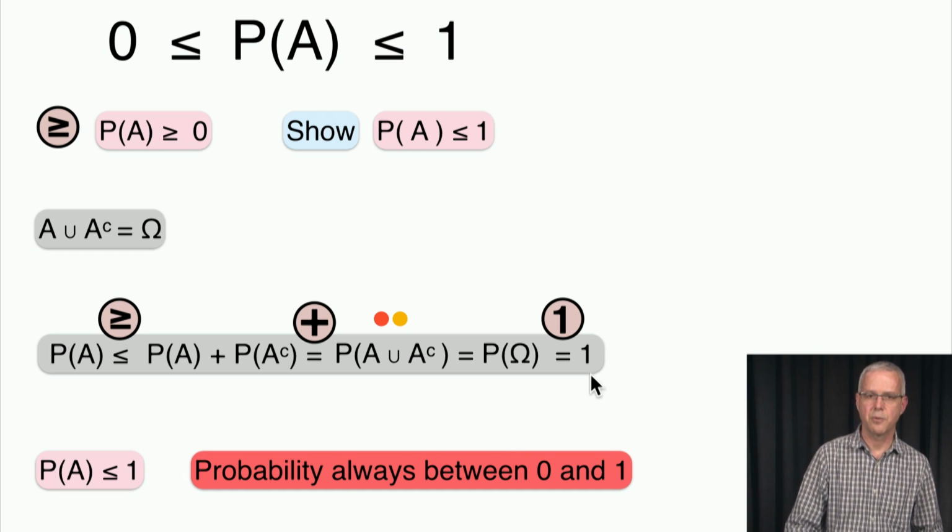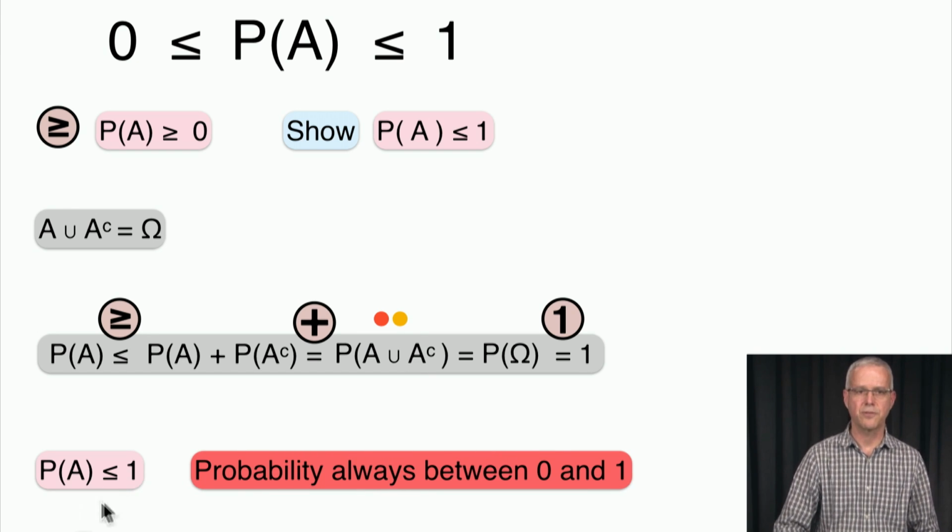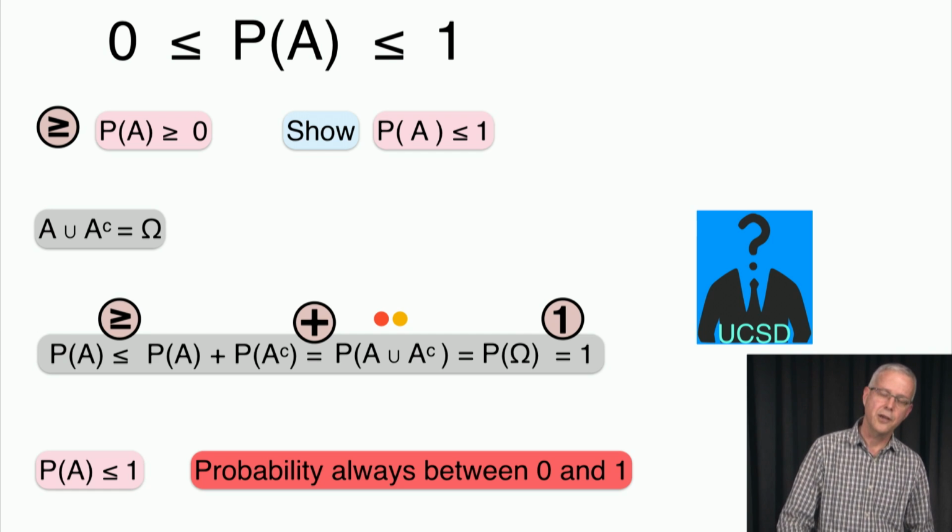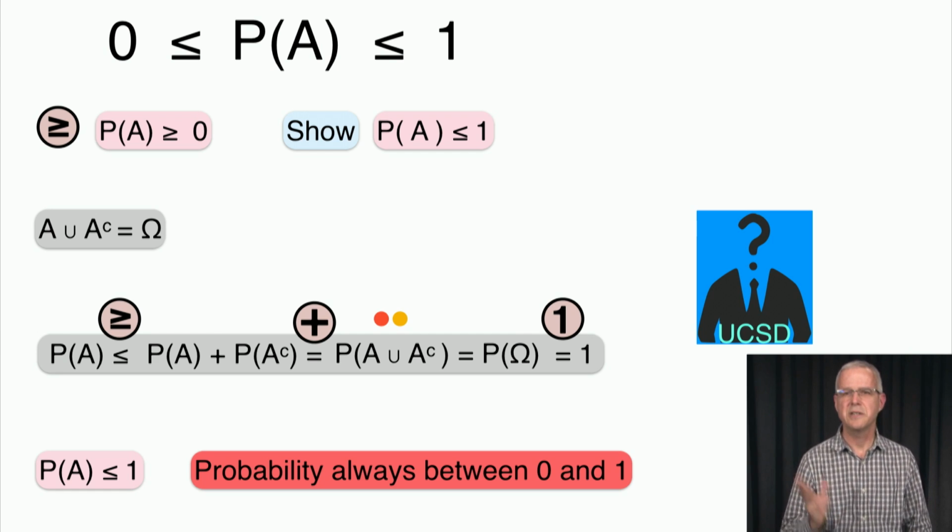So it says the probability is always between 0 and 1, and as I said, some people call these universal bounds. Now this is actually a fairly important result. The probability of A is less than or equal to 1, and it's particularly important if you come to UCSD. I have a colleague here, he teaches probability, and he's pretty lenient.